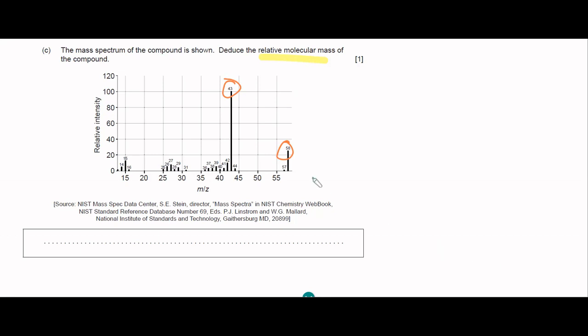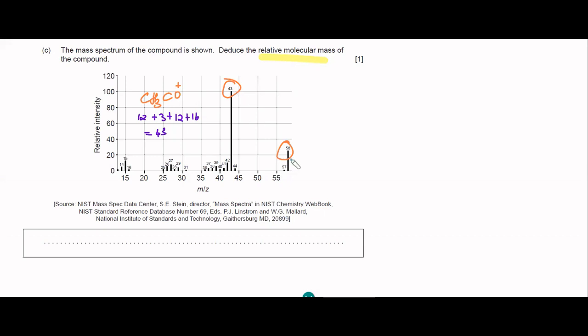So the one at m/z value 43 could be because of the CH3CO positive ion. Why so? Let's try to understand. Carbon weighs 12. There are 3 hydrogens, which adds up to 3. Another carbon, again 12, and an oxygen, 16. If we add it up, we get 43. So this could be a probable ion giving a peak at 43. Again, it's not the time to confirm. It could be an option.